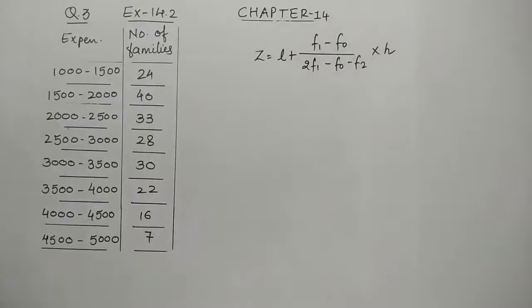See the next question, number 3. It is given that the following data gives the distribution of total monthly household expenditure of 200 families of a village. Find the modal monthly expenditure, that is the mode, and also find out the mean. So again we'll go for the mean and mode of this.